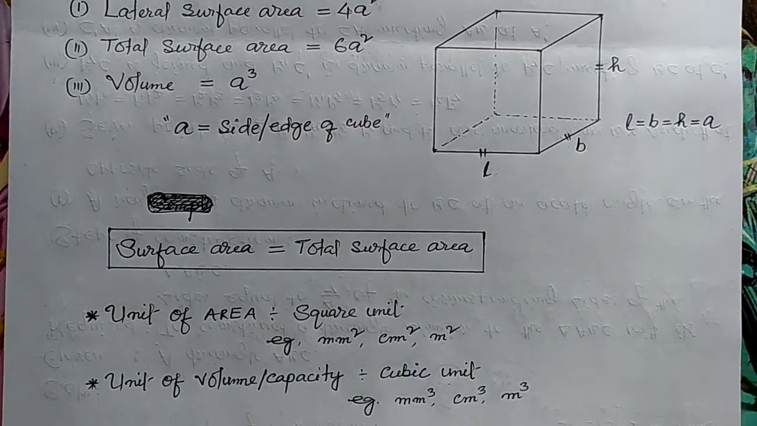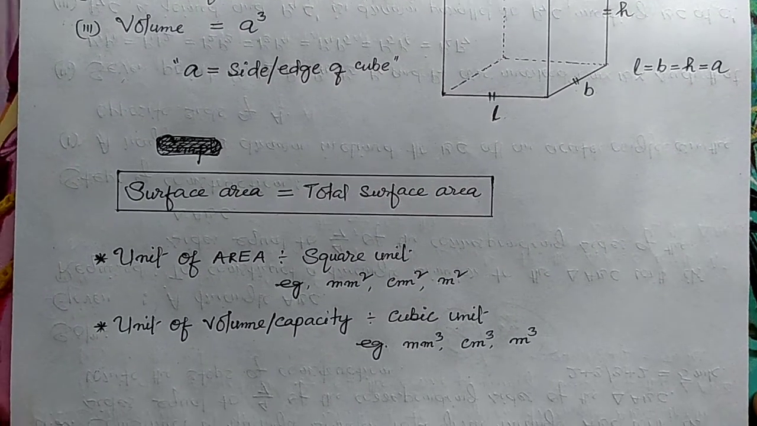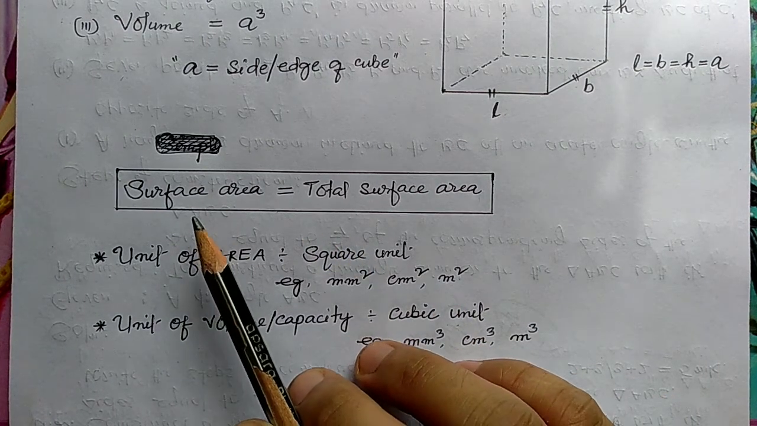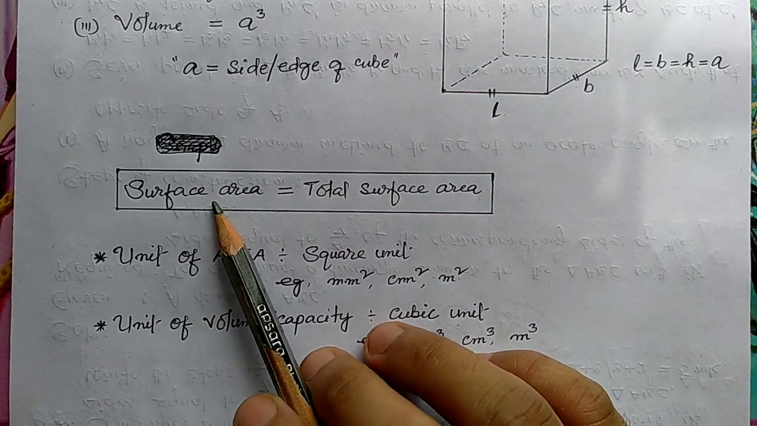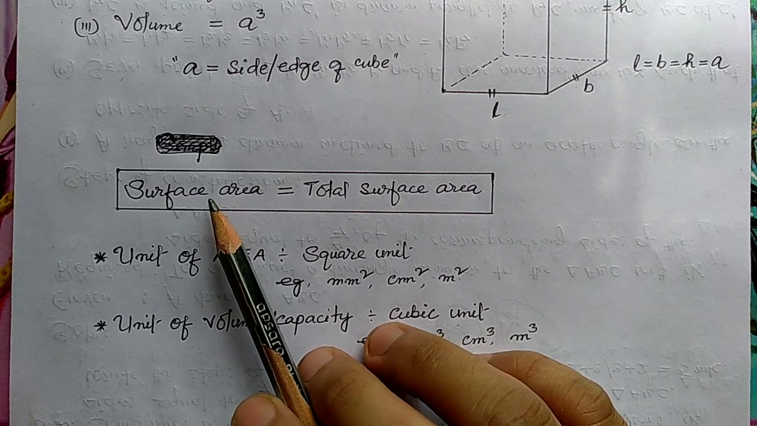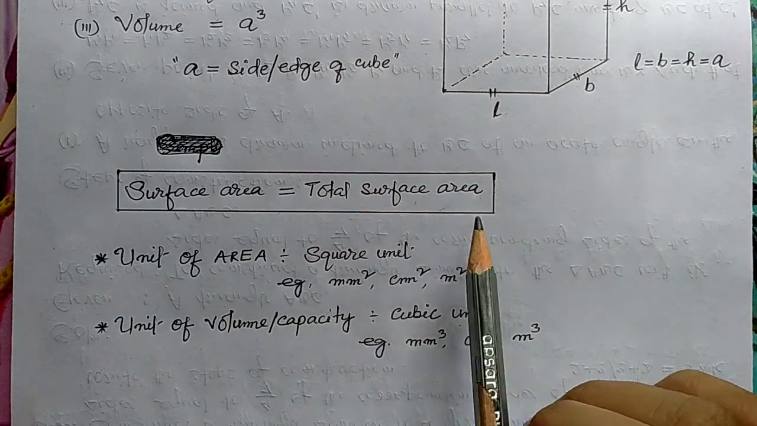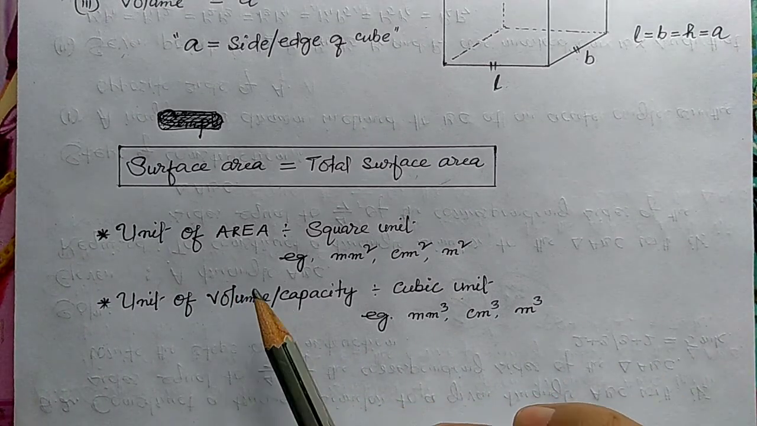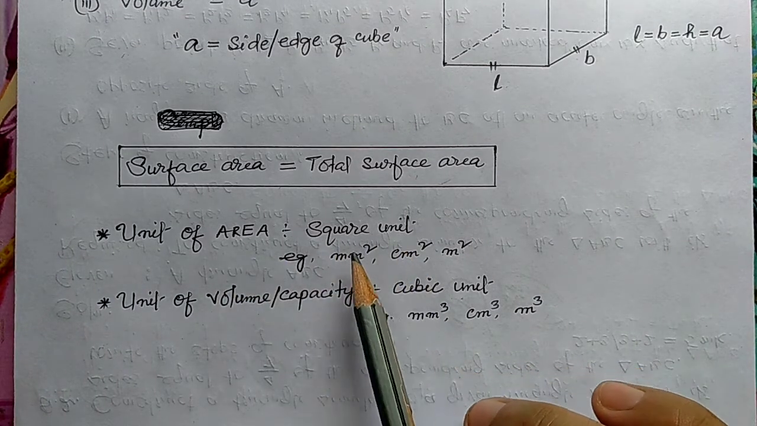Now sometimes, to find surface area, you will simply find the words "surface area". If the question asks to find simply surface area without mentioning lateral or total surface area, it always means total surface area. Now the next part, unit of area. The unit of area is square unit.